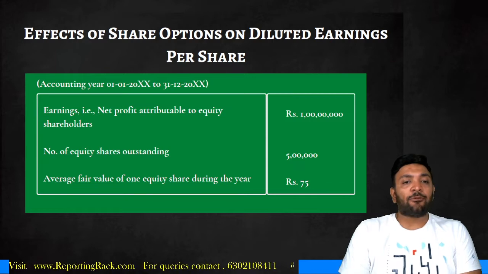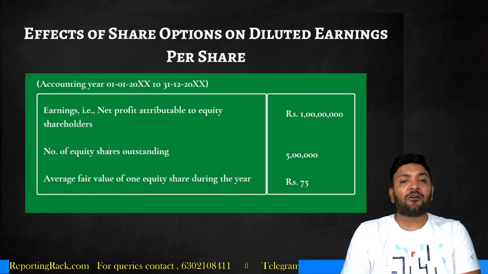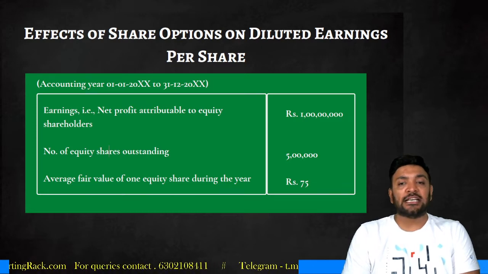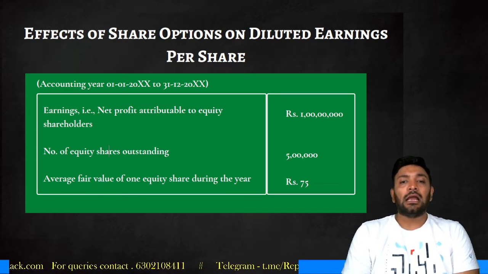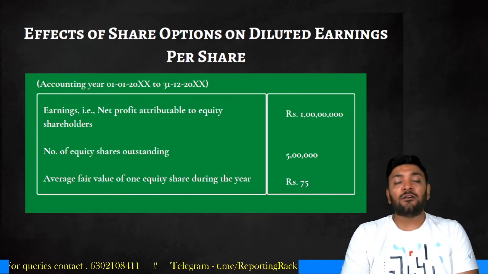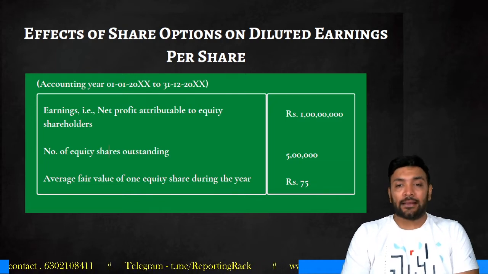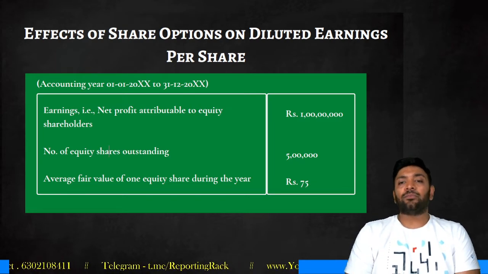So I'm taking an example for this. The earnings of a company, that is net profits attributable to equity shareholders, is 1 crore. And the number of equity shares outstanding during the year is 5 lakhs. That means actually your EPS is 20, right? Now, continuing.